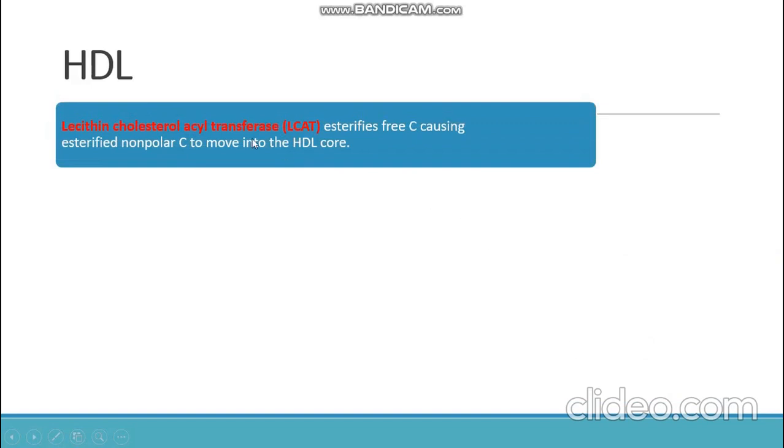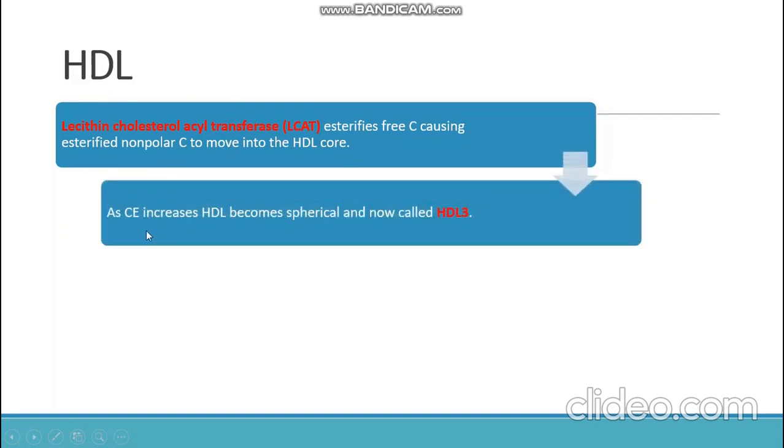ठीक, अब HDL के ऊपर एक specific और very important enzyme है, which is lecithin cholesterol acyl transferase और LCAT for short. अब ये आपके कोलेस्ट्रॉल को एस्टरफाई करता है and it moves it to your HDL core. अब जैसे जैसे आपका कोलेस्ट्रॉल एस्टर कंटेंट इंक्रीज होता जाता है, the HDL becomes spherical, और अब इसको HDL3 कहा जाता है. And now the most easy way to remember the shapes and the changes in shape और ये किस तरह हो रहा है is that you imagine a deflated balloon.